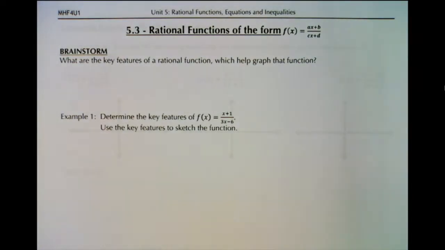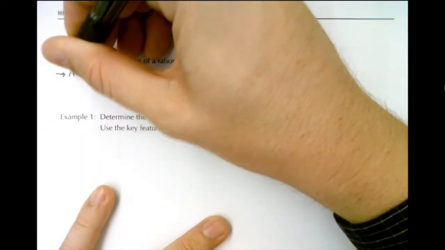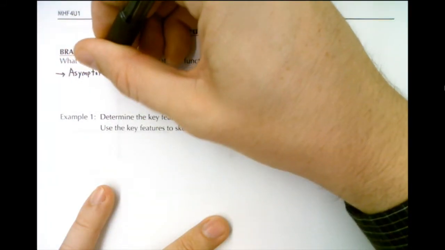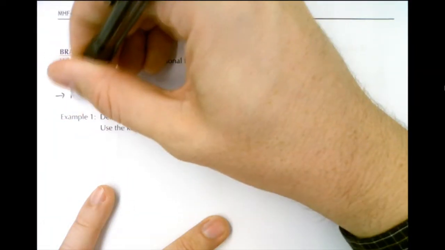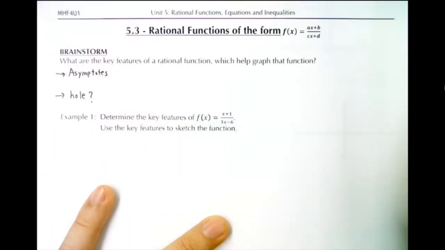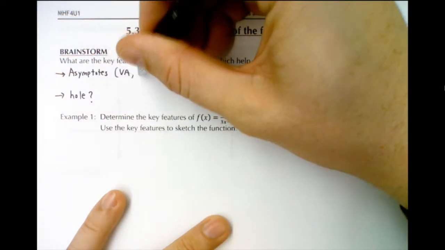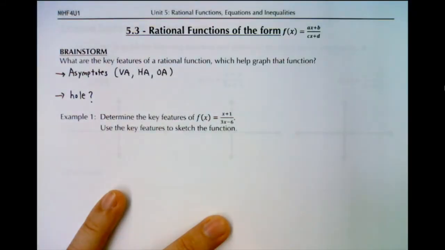So to brainstorm, what are those key features that we need to determine when we're looking at how to graph a rational function? Well, the first one is we need to ask ourselves, where are the asymptotes? And by asymptotes, I mean, what discontinuities do we have? Because we know that other than asymptotes, we could have a hole. So asymptotes, holes. Do we have a vertical asymptote? Do we have a horizontal asymptote? Or maybe even an oblique asymptote of some sort?